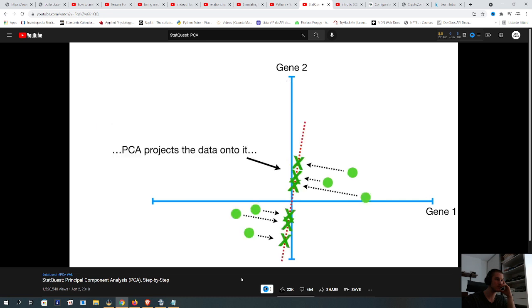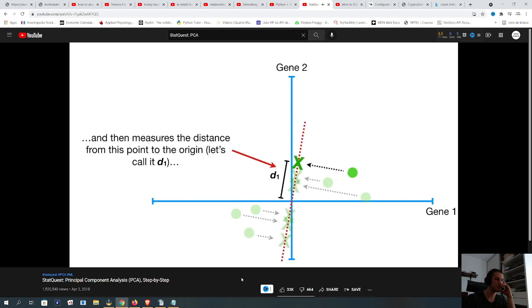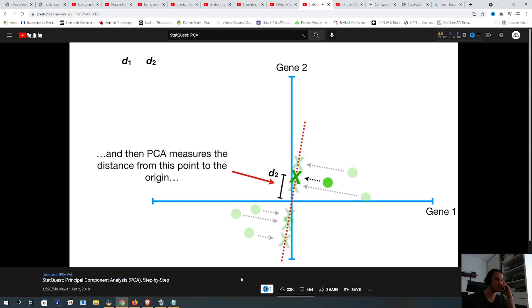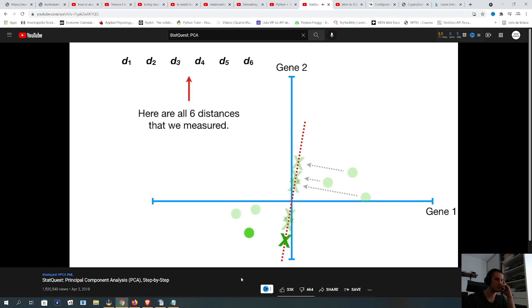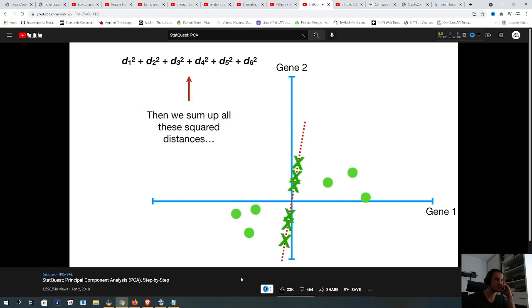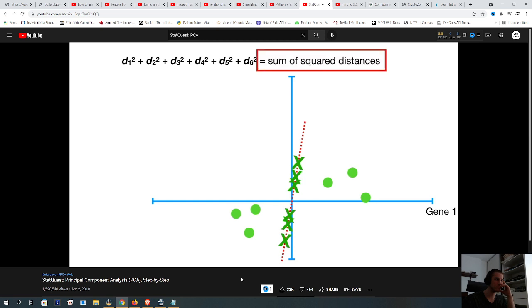So, for this line, PCA projects the data onto it, and then measures the distance from this point to the origin. Let's call it d sub 1. Note, I'm going to keep track of the distances we measure up here. And then PCA measures the distance from this point to the origin. We'll call that d2. Then it measures d3, d4, d5, and d6. Here are all 6 distances that we measured. The next thing we do is square all of them. The distances are squared so that negative values don't cancel out positive values. Then we sum up all these squared distances. And that equals the sum of the squared distances. For short, we'll call this SS distances, or sum of squared distances.